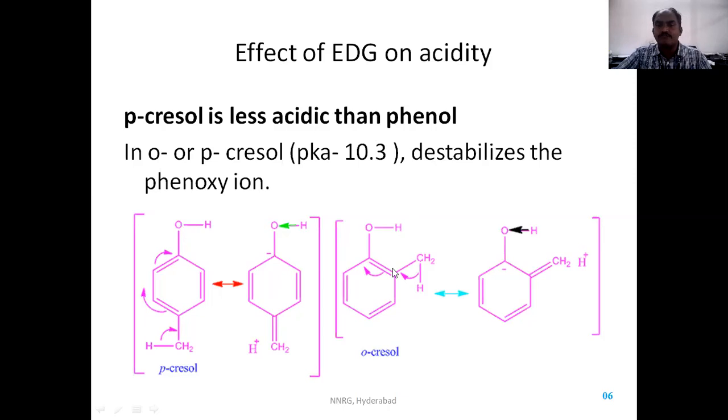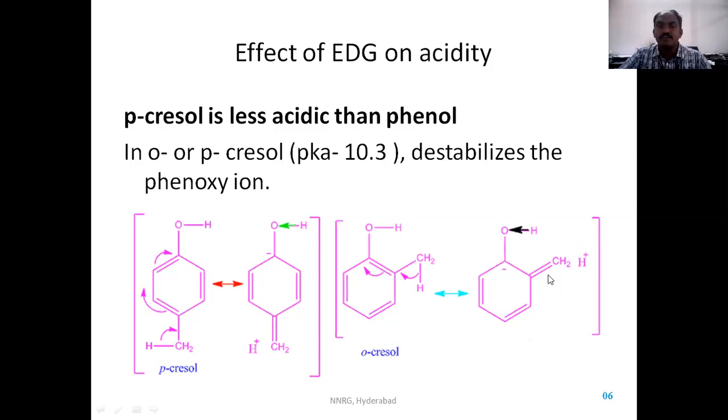It is the same at the ortho position also. The ortho methyl group is forming a double bond here, and the negative charge increases, so it will not lose the proton very fast. So orthocresol or paracresol will have a pK value of 10.3, and it destabilizes the phenoxide.